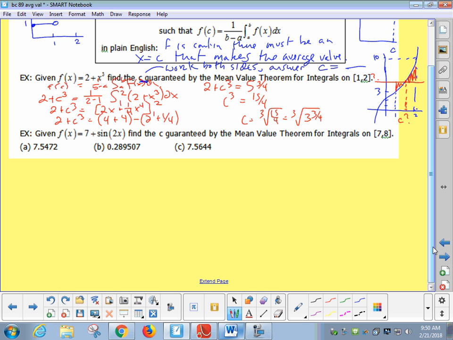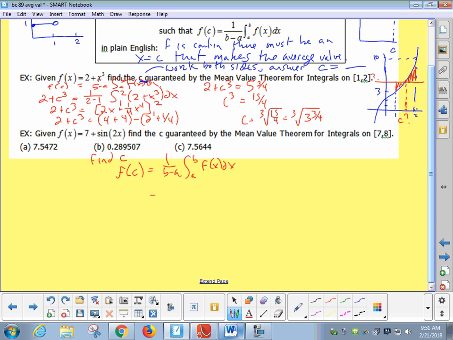So you're given this function, 7 plus sine of 2x. Find the c guaranteed by the mean value theorem for integrals on 7 to 8. I would start by saying, all right, I need to find c in this idea. And because I'm finding c, I'm not just working the right, finding the average value, but I'm also working the left and going to solve that for c once I'm done.